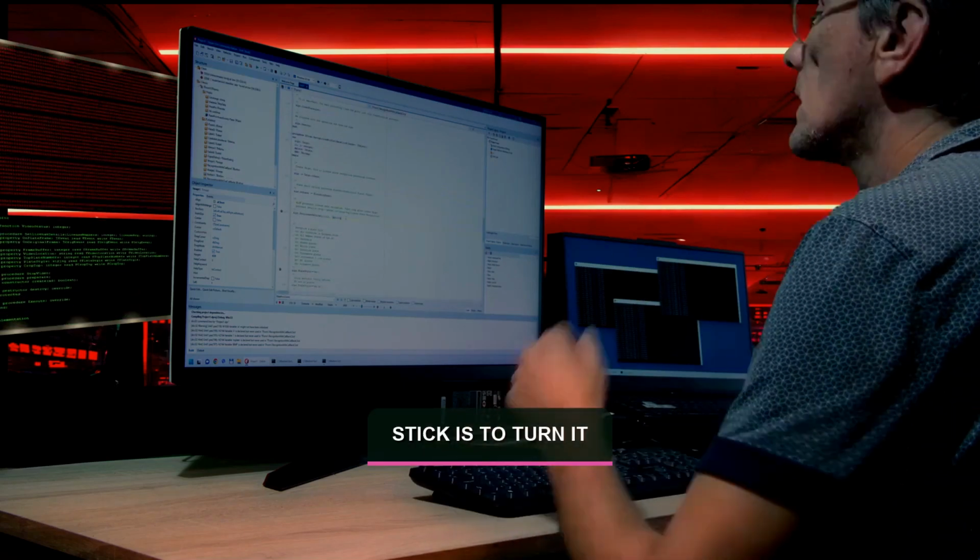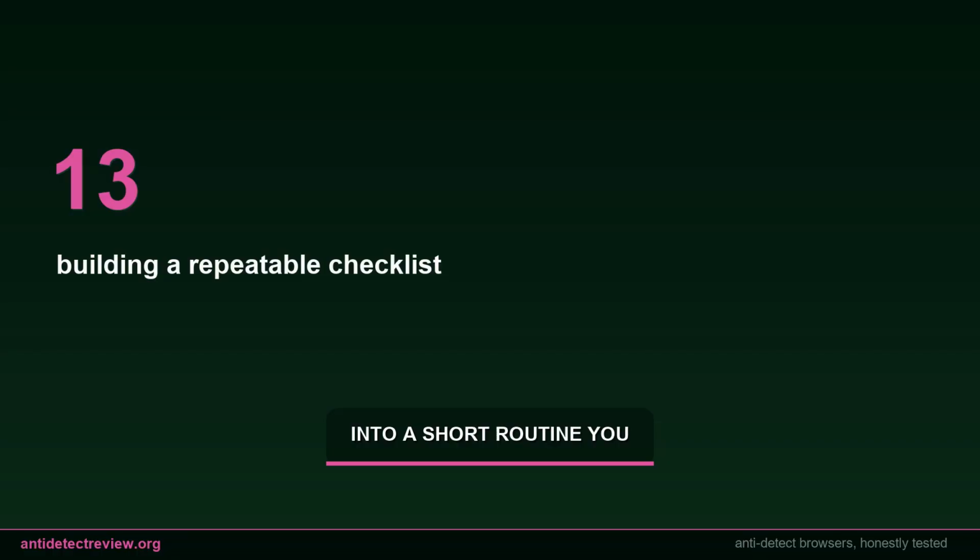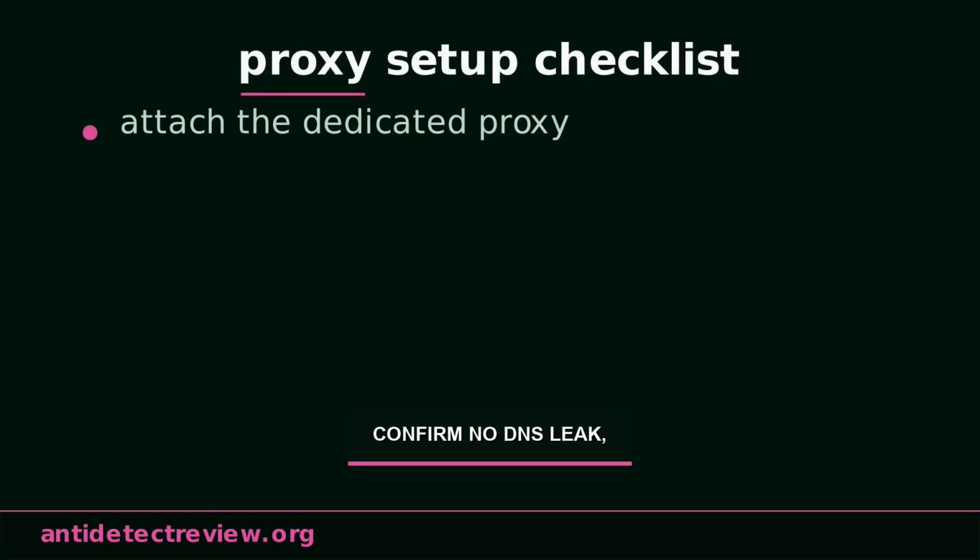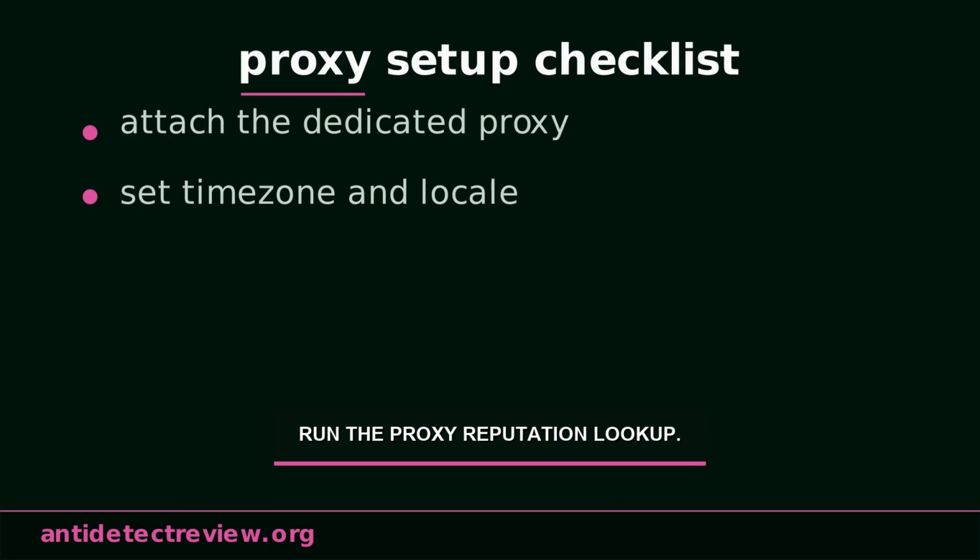Building a repeatable checklist. The way to make this stick is to turn it into a short routine you run for every profile, not something you improvise. Attach the dedicated proxy, set time zone and locale from the exit location, set WebRTC to the proxy address, confirm no DNS leak, run the fingerprint checker, and run the proxy reputation lookup.